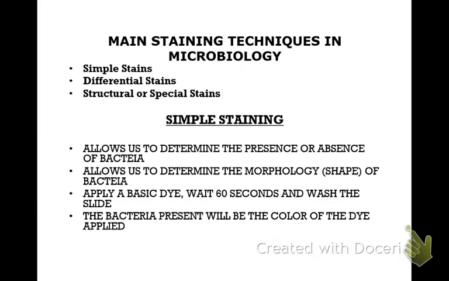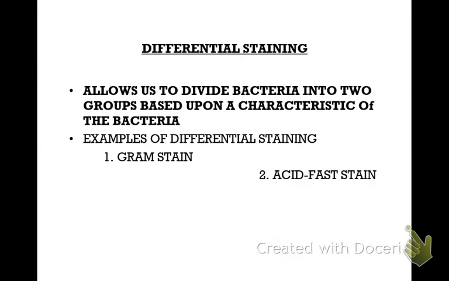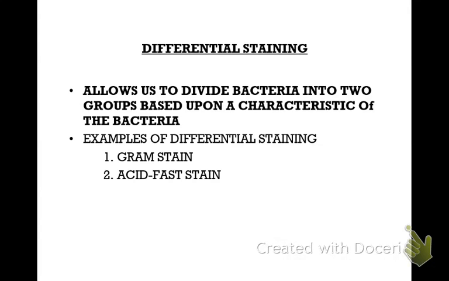A differential stain, you're going to be telling a difference in something. The one we're going to do in class is whether the bacteria is gram-positive or gram-negative. And then a structural or special stain is going to let you see, does it have flagella? Does it have cilia? What kind of structures does it have? Okay, so the differential stain, we're going to focus on the gram stain in lab, but the acid-fast stain is a good one too. So we're going to talk about both of those.